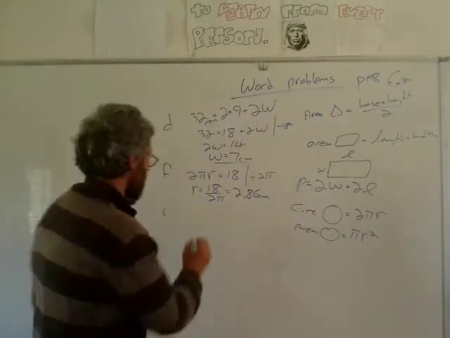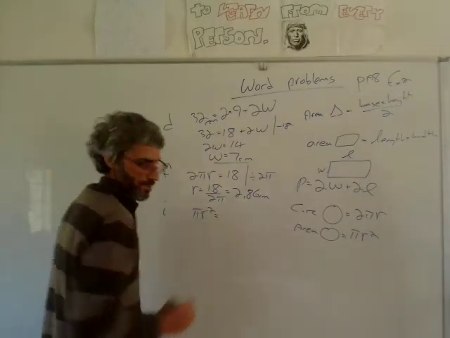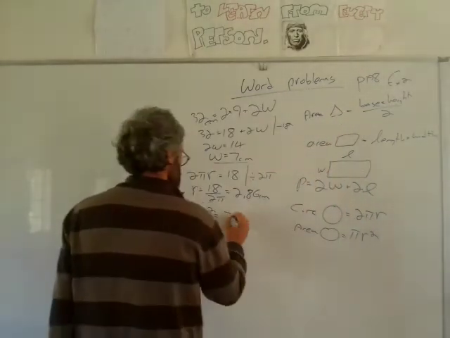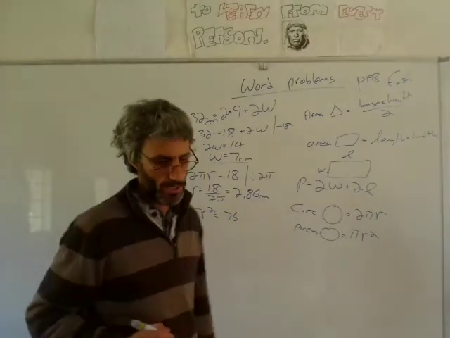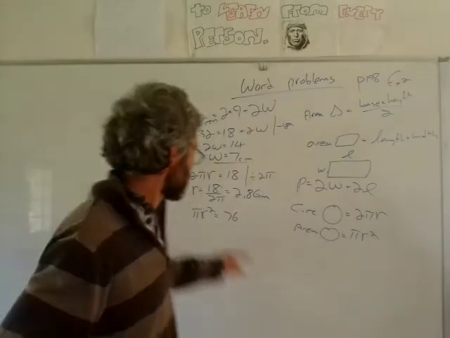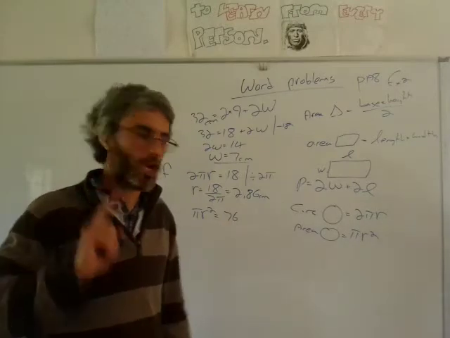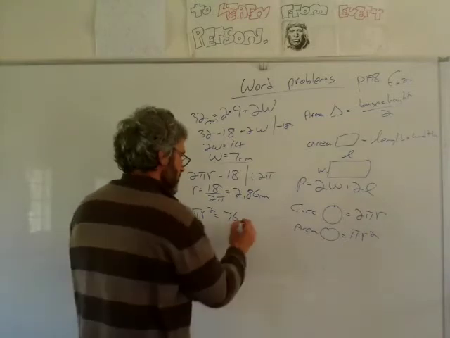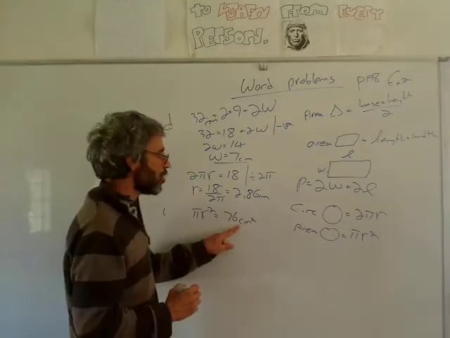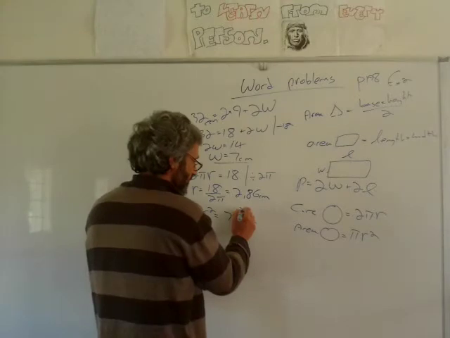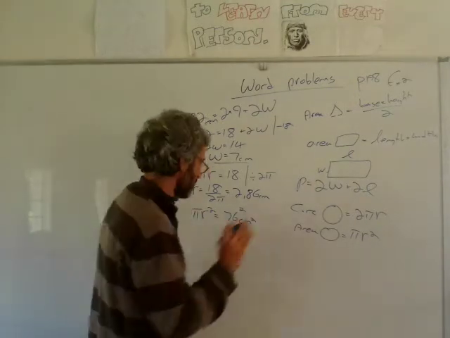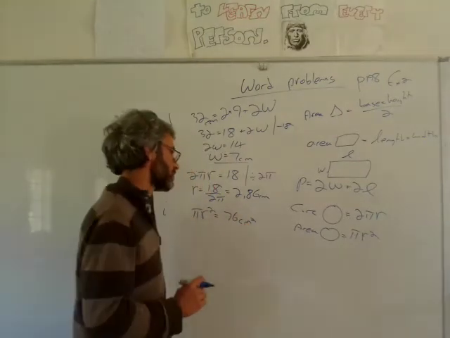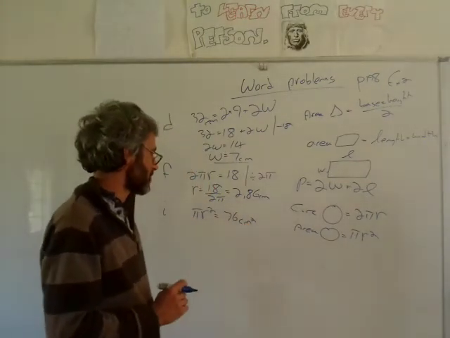So pi r squared is equal to 76 centimeters squared. That's the area. Now here's a mistake that a lot of people make. Because the unit of the area is 76 centimeters squared, it doesn't mean that we have to square the 76. I remember a lot of you made that mistake last year. Don't square the 76, it's just the unit of the number.